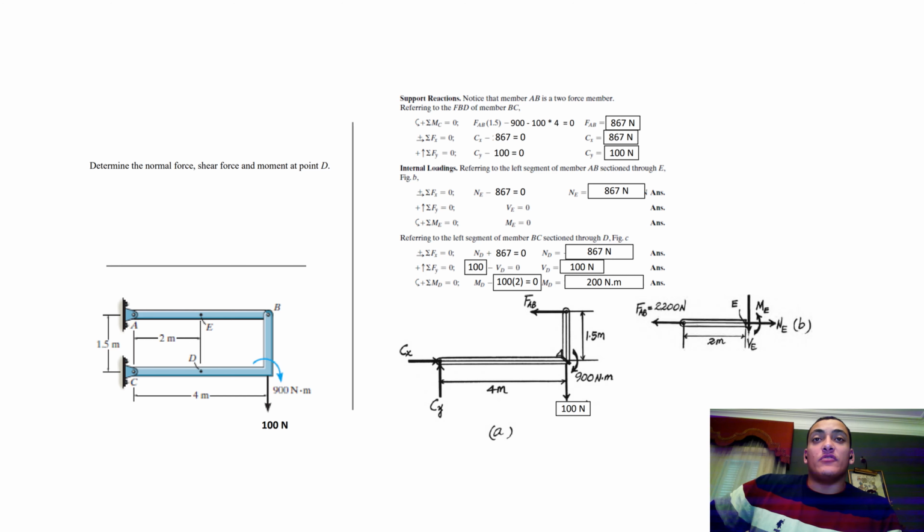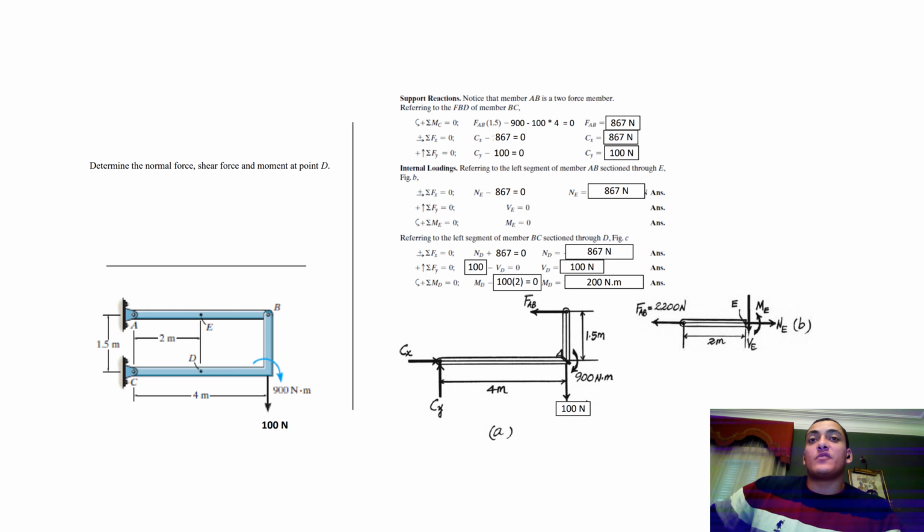Internal loadings, referring to the left segment of member AB, section through E in the figure, sigma Fx must be equal to 0, so NE minus 867 equals 0, resulting in NE equaling 867 newtons. That is the first part of the answer. Sigma Fy equals 0, but there is no force on the y-axis, so it's 0. The same with the moment. There is no moment at point E, resulting in it equaling 0.